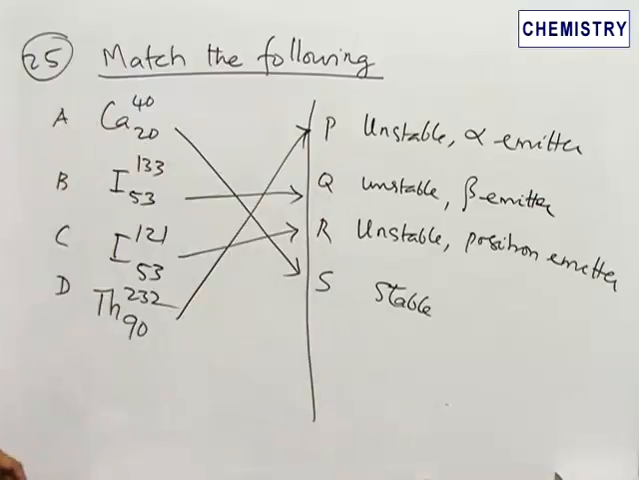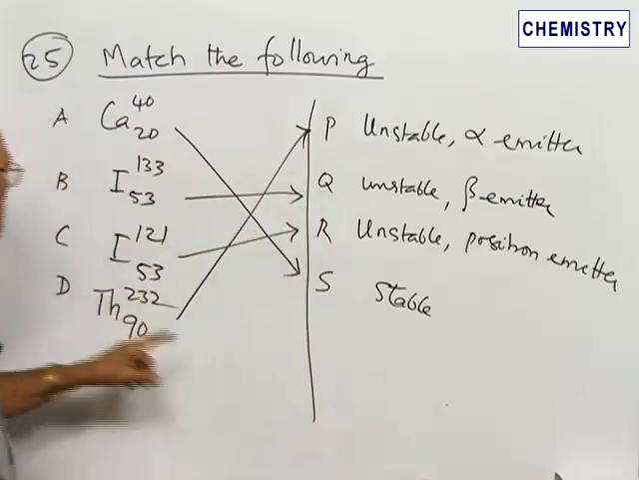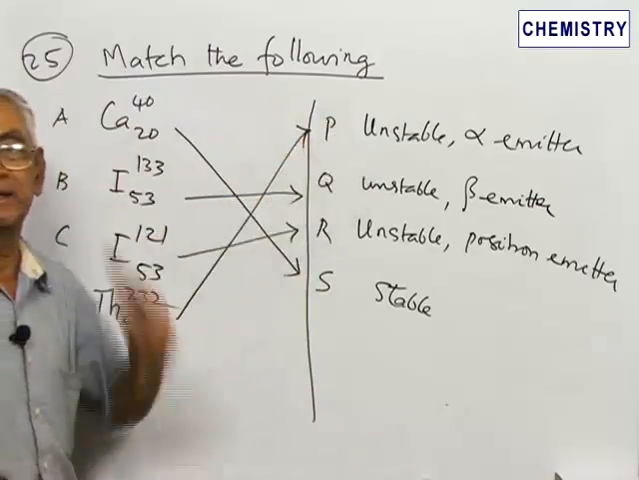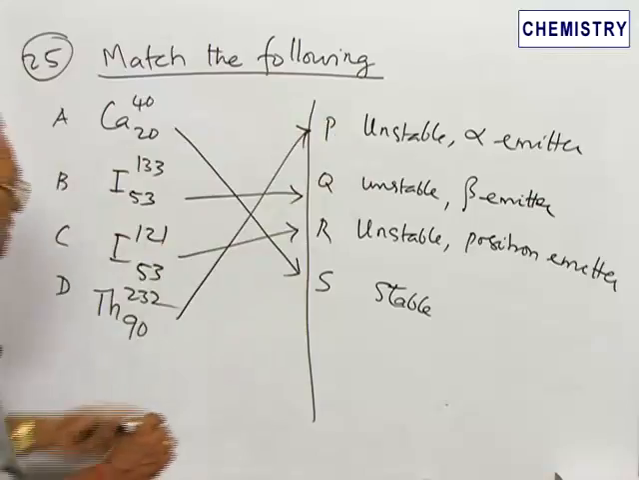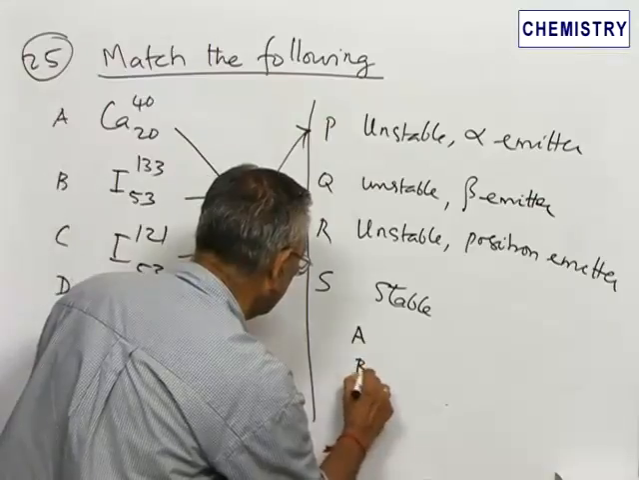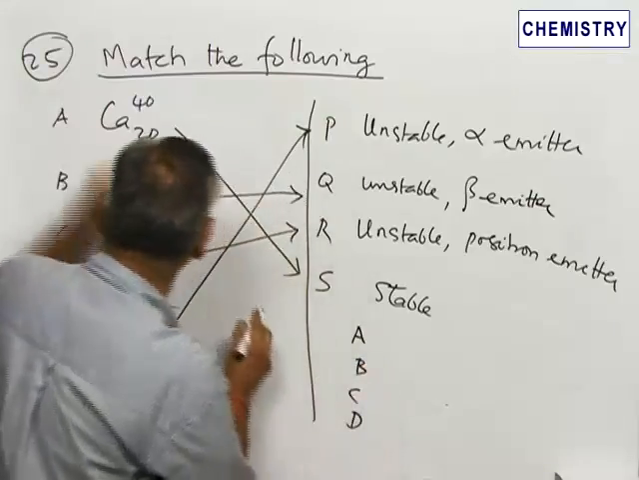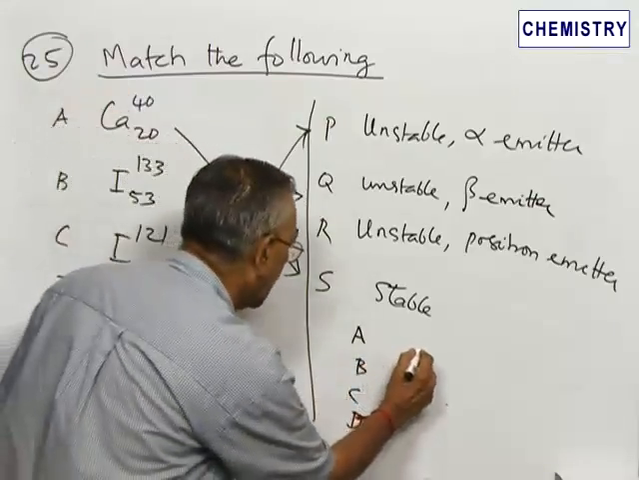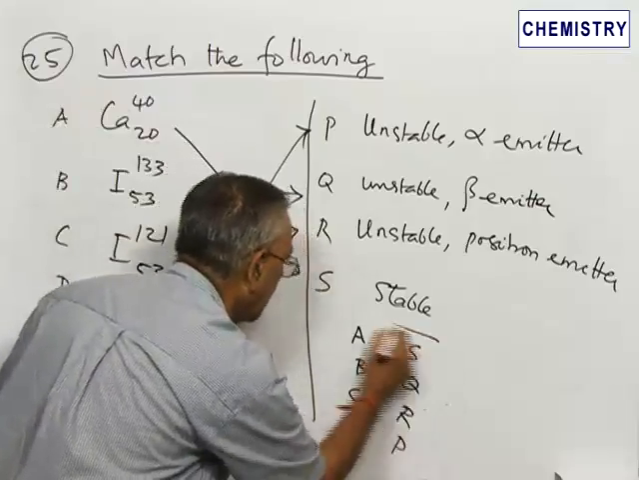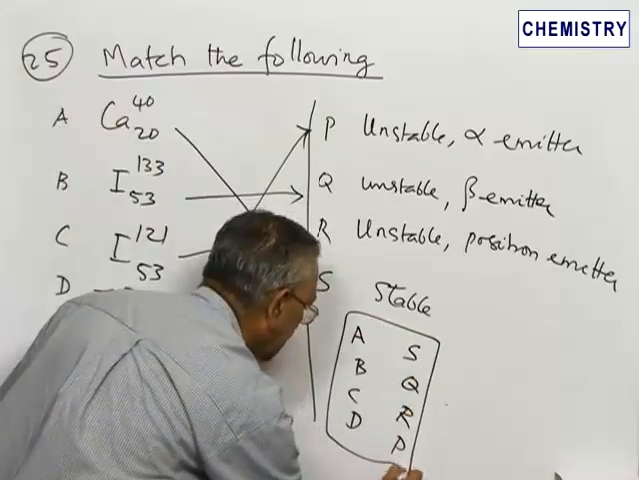So the correct matching is A for S, B for Q, C for R, and D for P. So this will be the answer. It can be written in a more complete form. All the 4 things on the left can be written first, and on the right hand side, the matching can be written as S, Q, R and P. So these will be the answers for this.